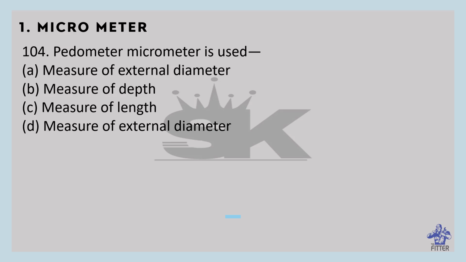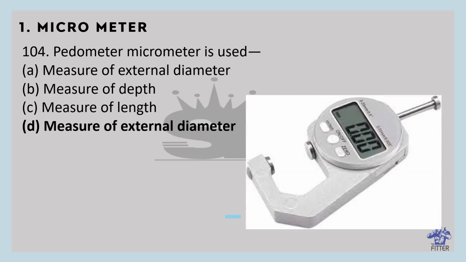Pedometer micrometer is used for measuring external diameter. You can see here in the image, this is the digital micrometer. So the shaft will be placed between like this, so we can measure the external diameter. Okay, the reading will be shown here.